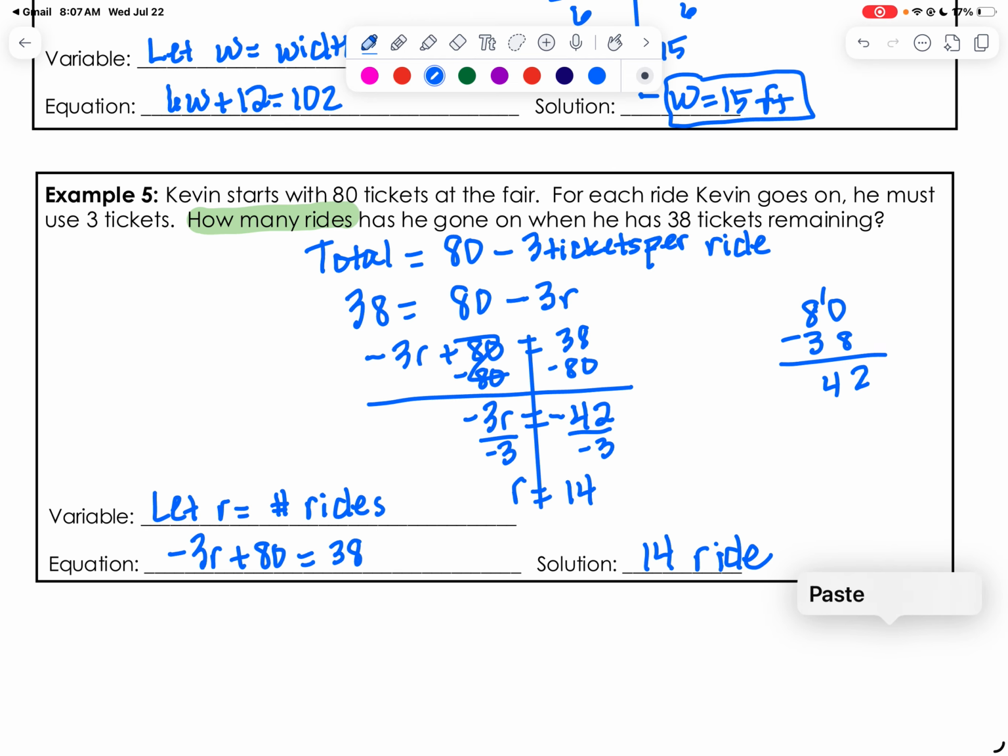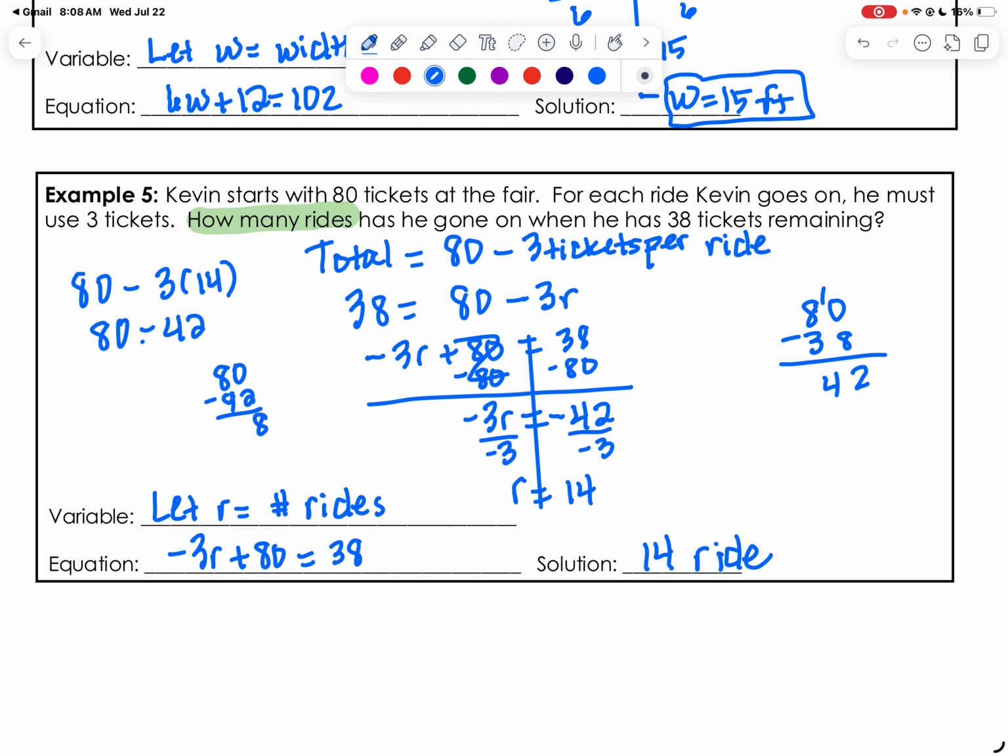So to check it, I'm going to do 80 minus 3 times 14 and see if he has 38 tickets remaining. So this would be 80 minus 42. 10 minus 2 is 8. 7 minus 4 is 3. So yes, that would be 38 tickets remaining. And that concludes today's lesson, solving word problems involving 2-step equations.